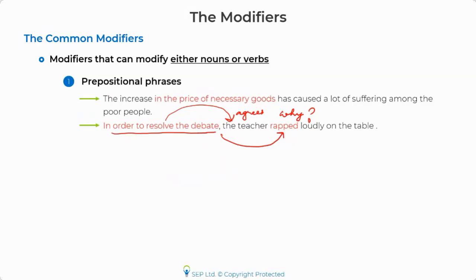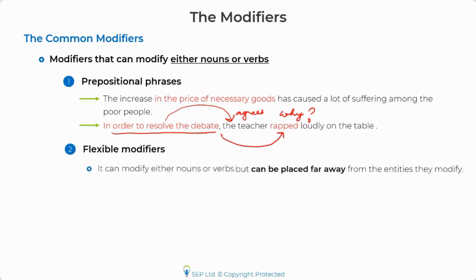You are going to learn how to diffuse the confusion as to, is the prepositional phrase modifying the noun? Is the prepositional phrase modifying the verb? Okay. So let's move ahead. The next common modifier is flexible modifiers. Now I'm going to discuss in detail about flexible modifiers later on. But what you need to remember about flexible modifiers is, unlike other modifiers, they can be placed a little far away from the modified entity.